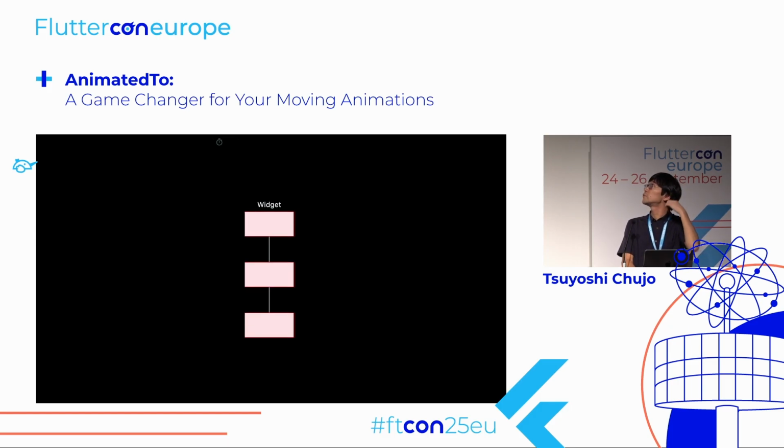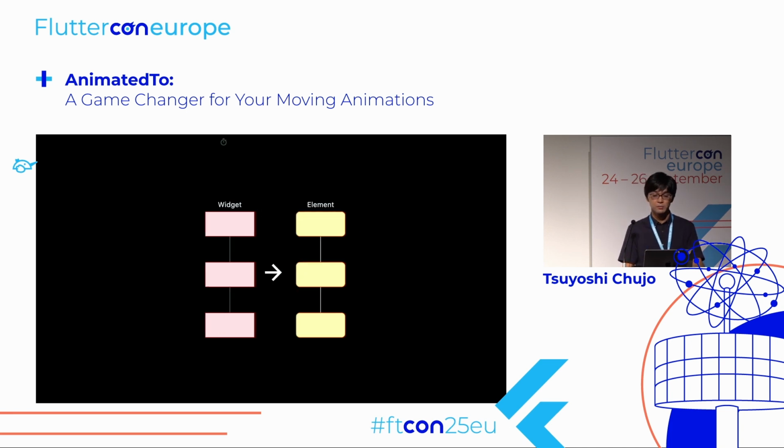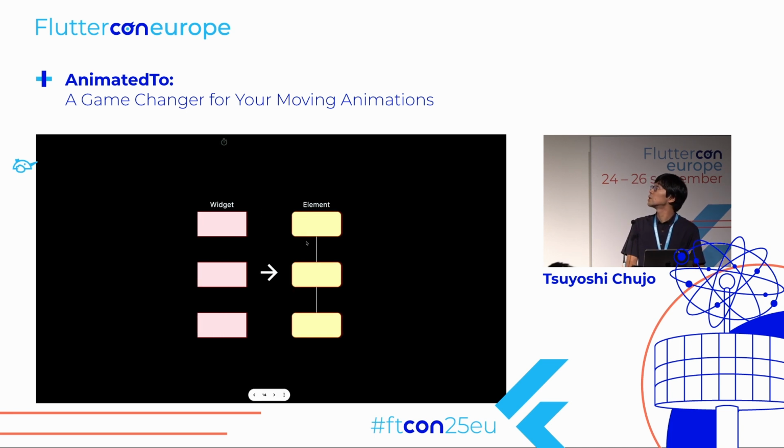So now we have the widget tree here. What we are doing in daily Flutter development is just composing the widget tree. We place a lot of widgets and that's it. So what is happening inside the Flutter framework after building the widget? First, the Flutter framework tries to make the element, which is equivalent to the build context.